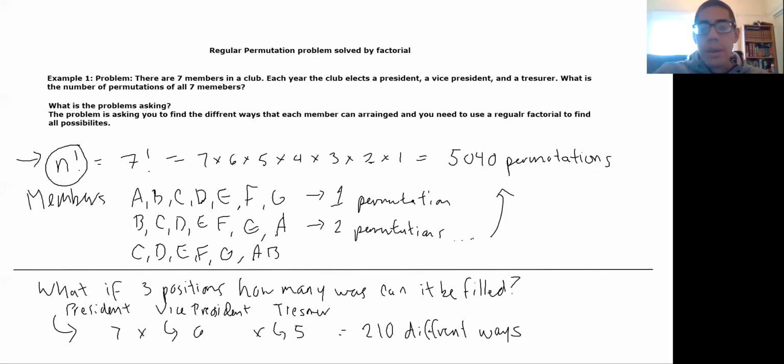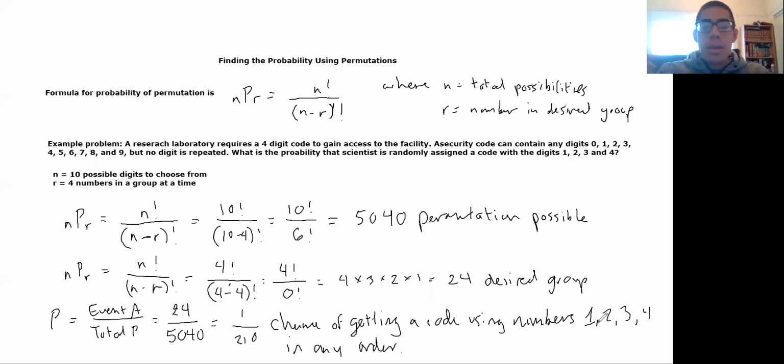Okay. So with that in mind, let's move on to finding the probability using permutations. Now, I'm going to introduce a formula here, the formula for the probability of permutations. This is what you're going to be using. If we remember from last week, probability is defined by the event that you want to happen divided by the total possibility of that event happening. You're still going to do that at the end.